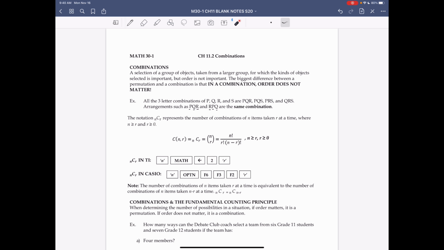Then the formula for combinations is n factorial divided by r factorial times n minus r factorial, where n has to be greater than or equal to r, and r has to be greater than or equal to 0.